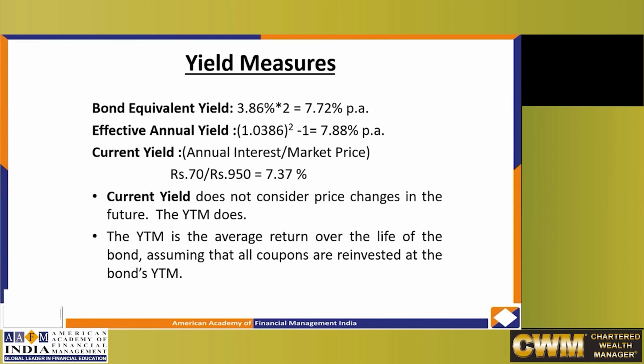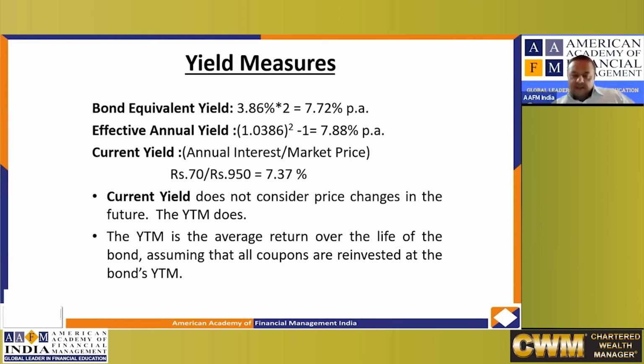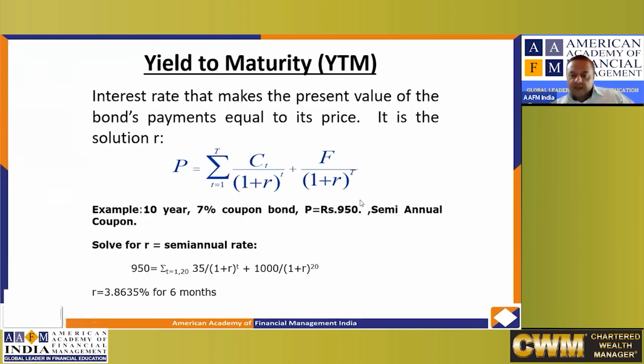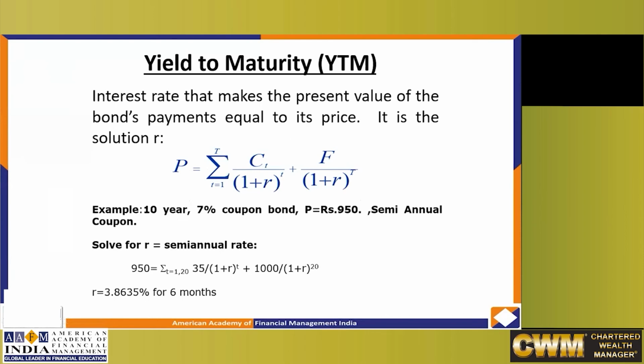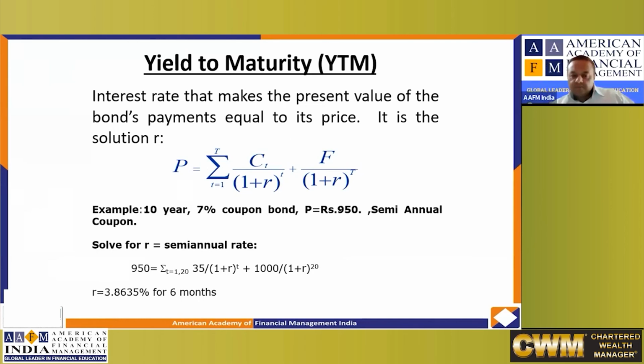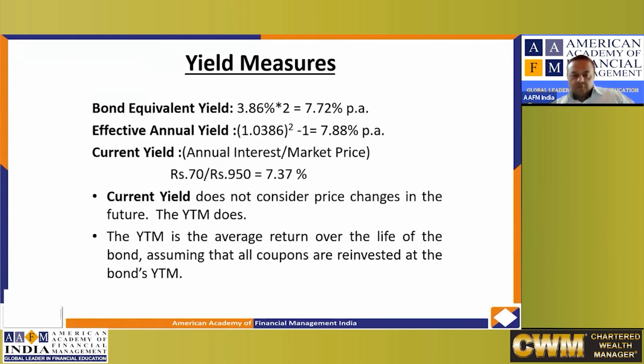Sir, on the previous slide, how did you substitute PMT as 35? So I said I assume that because it is selling at 950, the face value is 1000. That is the face value, but what about the 35 there? So 7% of 1000 is 70, and half yearly would be 35. Got it. Okay.